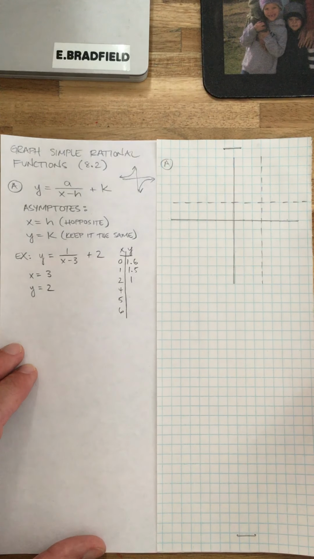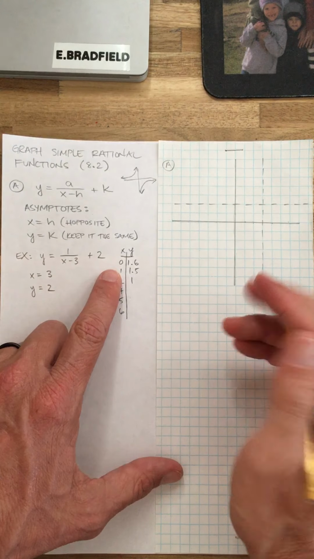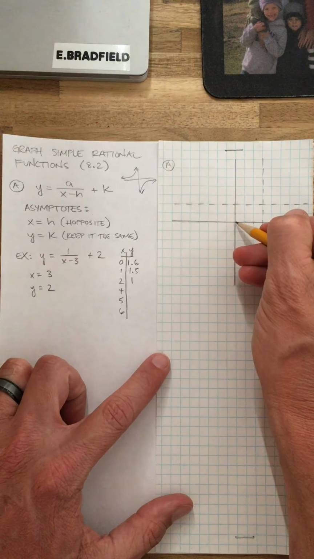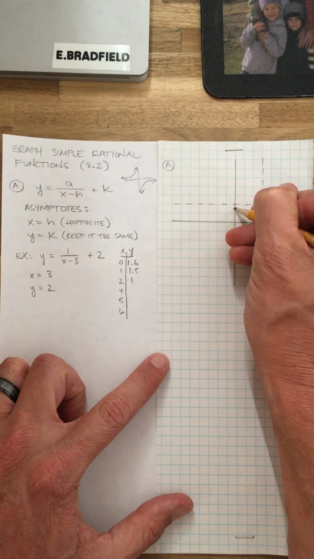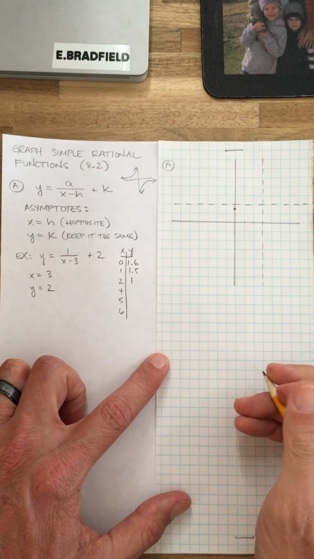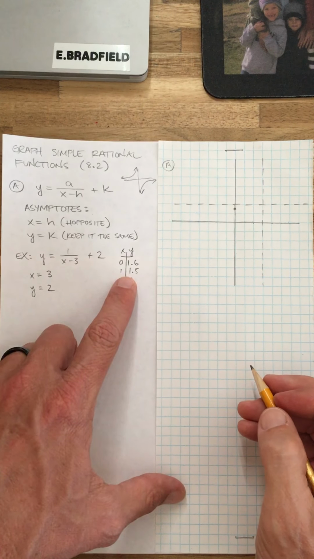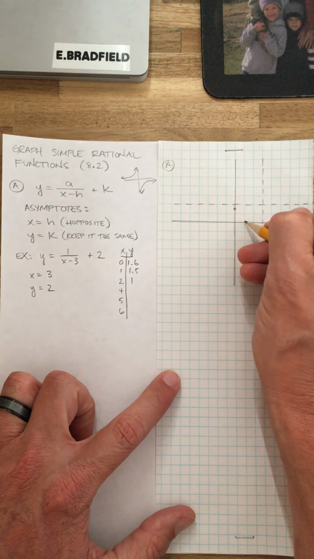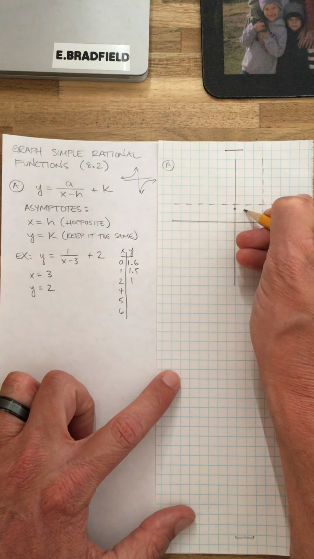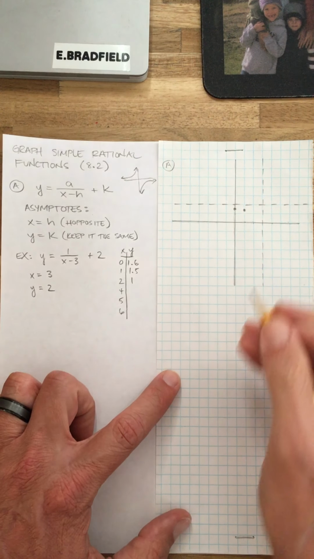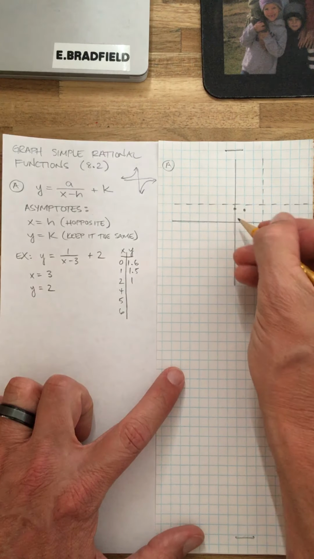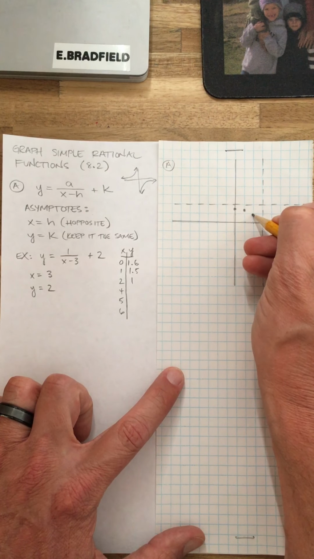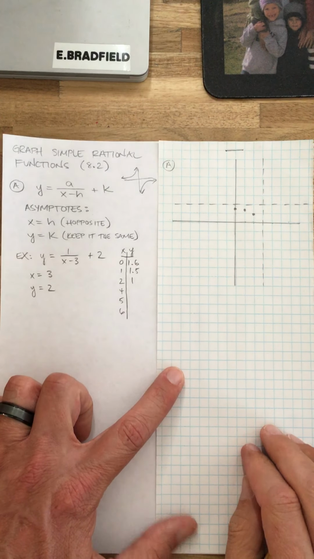All right. And let's go ahead and plot these points. 0, comma 1.6, it's right about here. Okay, and then we have 1, comma 1.5, that's right about here, a little lower. And then we have 2, comma 1. And if you notice, it's curving downward, isn't it?